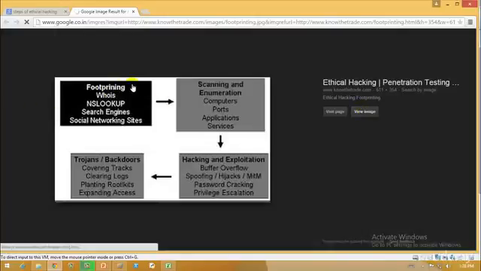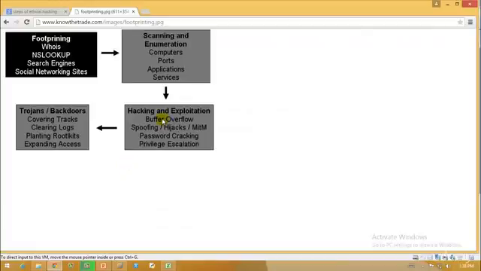The first step we would be looking at today is footprinting: whois, nslookup, search engines and social networking sites. After that, scanning and enumeration, that is computer ports, which ports are open and which are not, and what the application services are. Then trojans and backdoors, viruses, and finally hacking and exploitation, that would be buffer overflow, spoofing, or different types of attacks, which includes even DDoS, which is not shown here as of now.